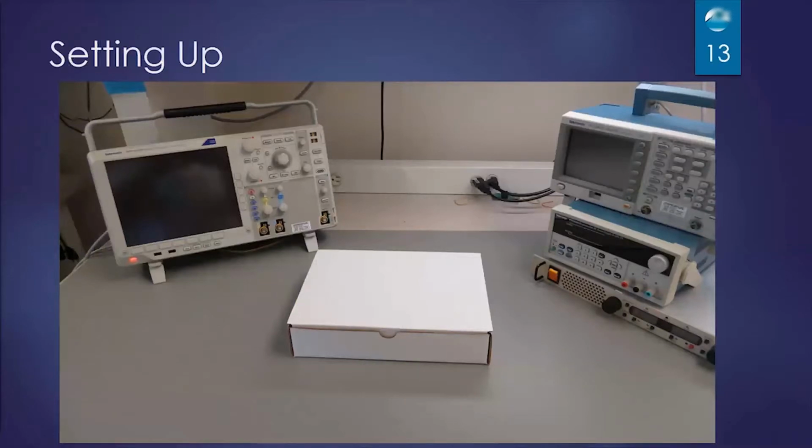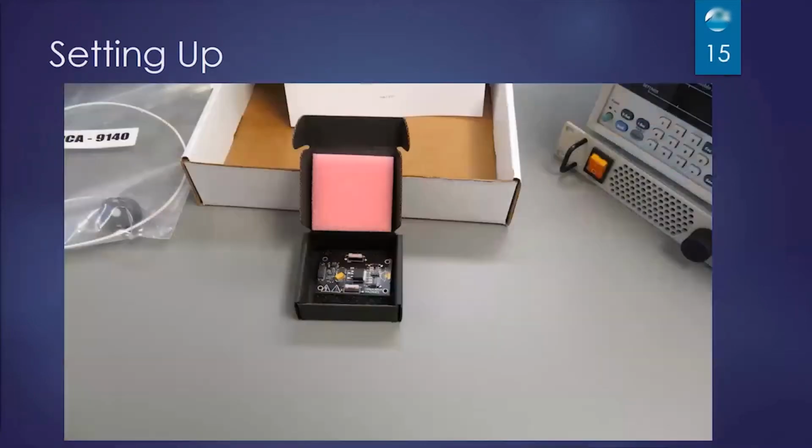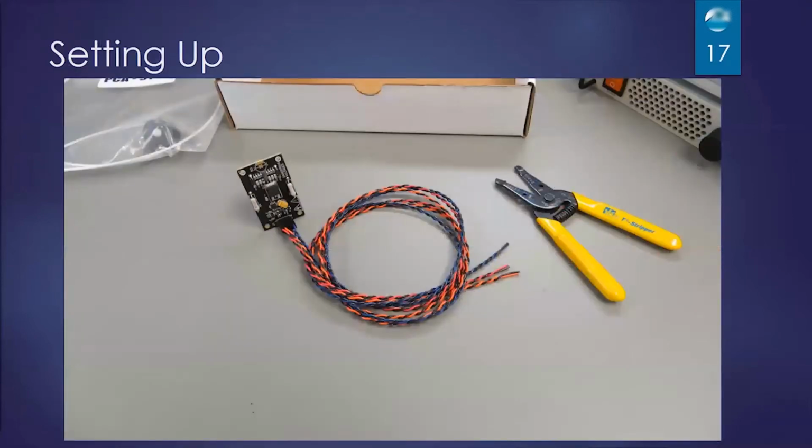Let's go through setting up an instrument. So the white box here is what you'll receive. Opening it up, we have the control cable, the unit itself, and an optional current monitor cable. Opening up the box with the unit in, let's hook the control cable up to J1. Here's another view of the same thing.